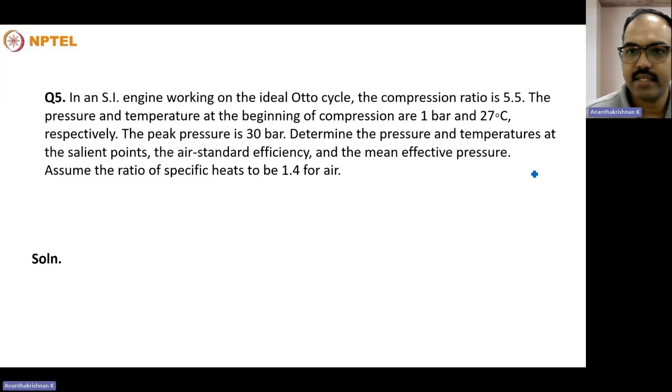In an SI engine working on the ideal Otto cycle, the compression ratio is 5.5. The pressure and the temperature at the beginning of the compression are 1 bar and 27 degrees Celsius respectively. The peak pressure is 30 bar. Determine the pressure and the temperatures at the salient points, the air standard efficiency, and the mean effective pressure, assuming the ratio of specific heat to be 1.4 for air.